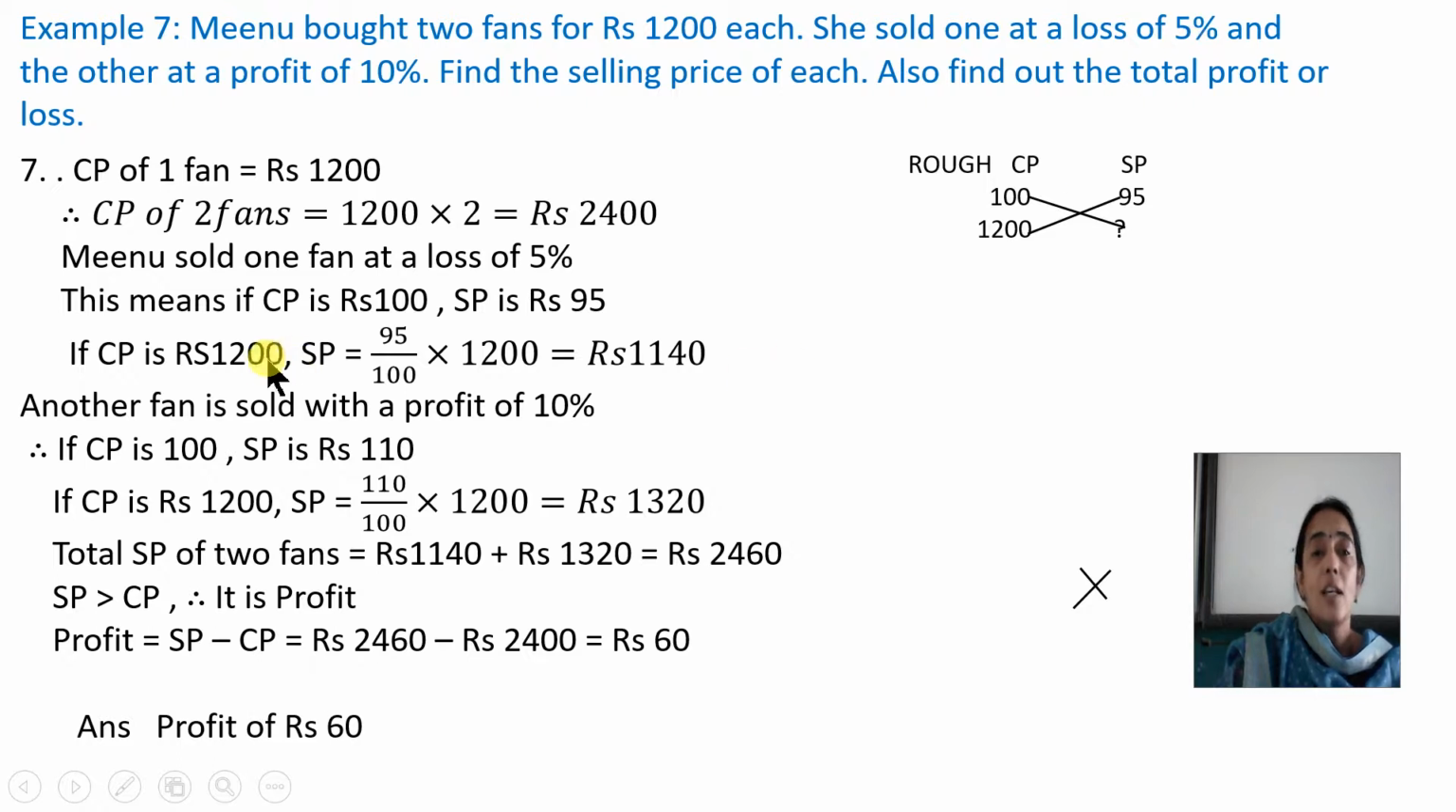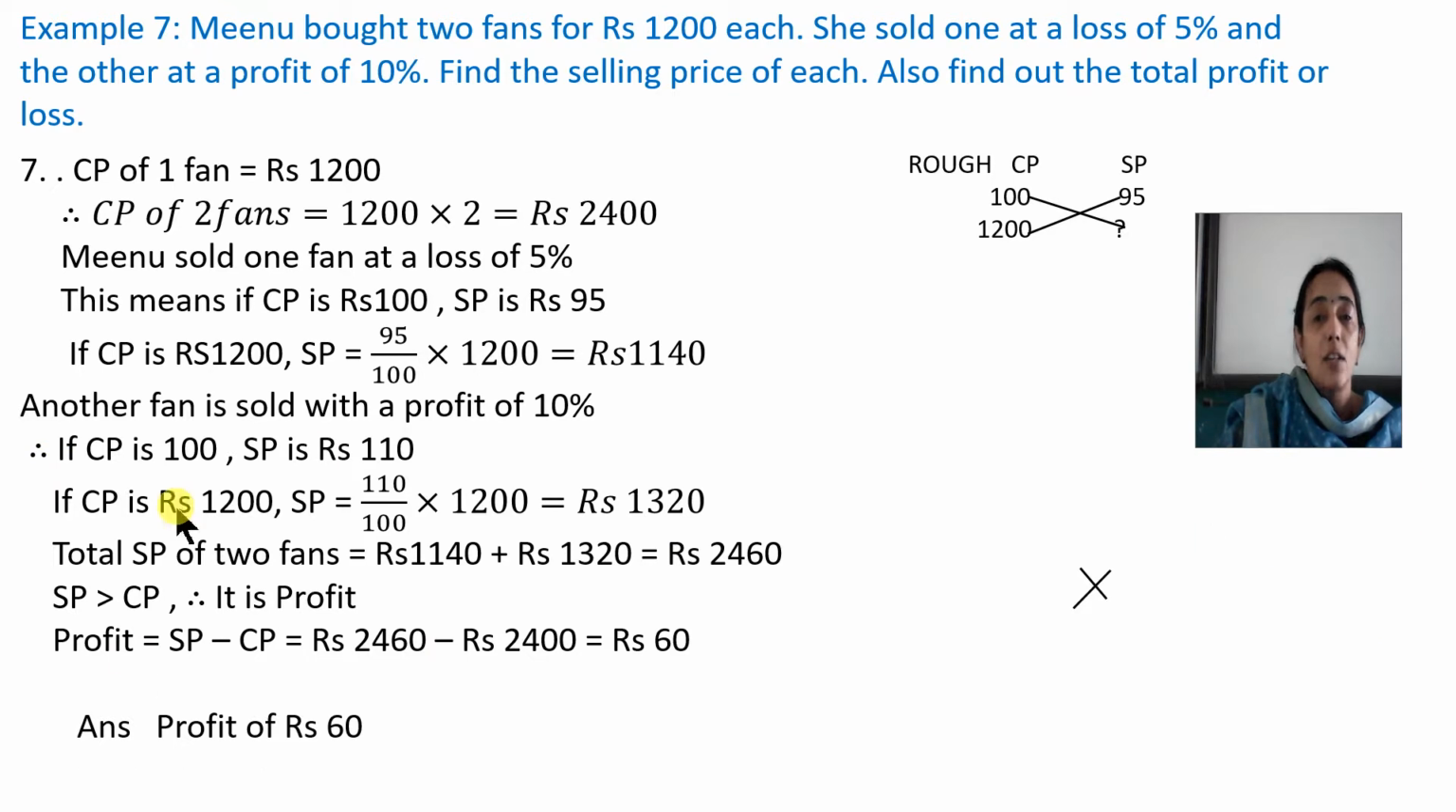The same way, let us find out the selling price of another fan which was sold with a profit of 10%. It means that if CP is 100, selling price will be 110. So if CP is 1200, selling price is how much? Again, equate it in your rough work. If you can't understand how to equate, write CP, write SP. When CP was 100, SP was 110. When CP was 1200, how much is the selling price?